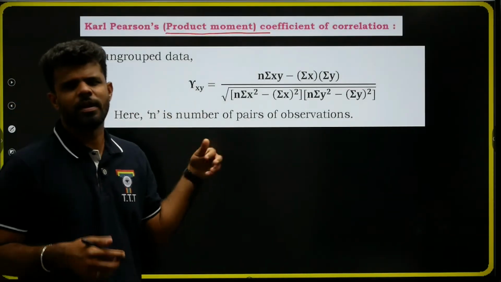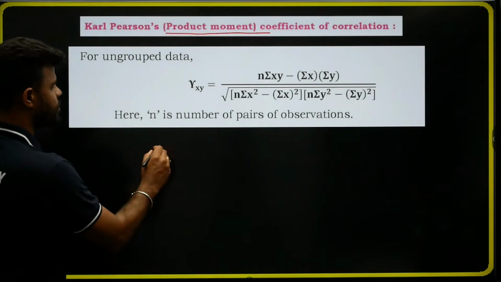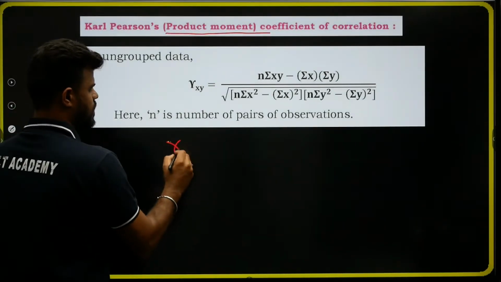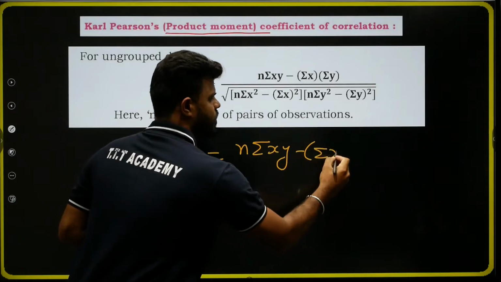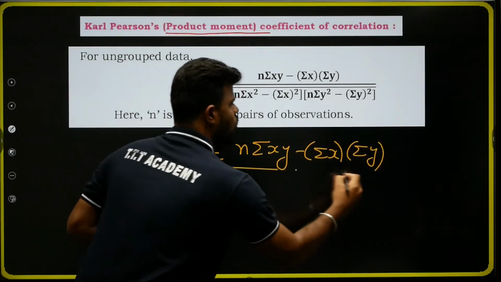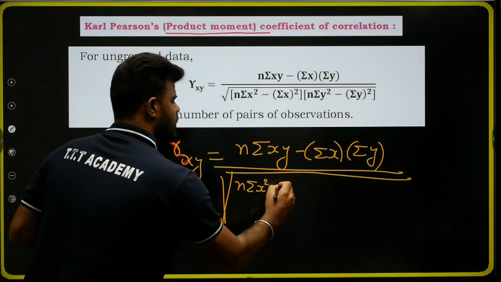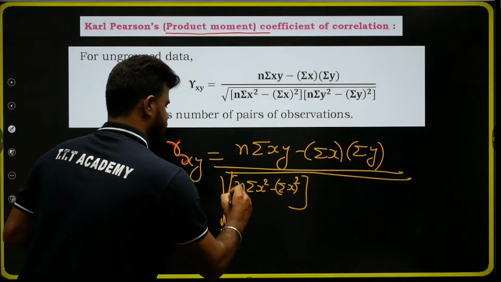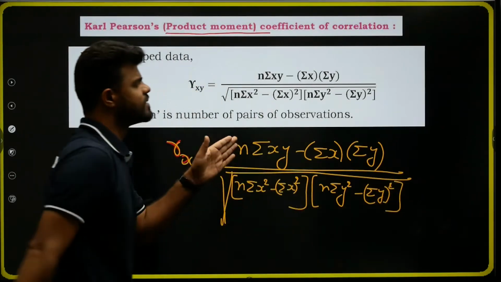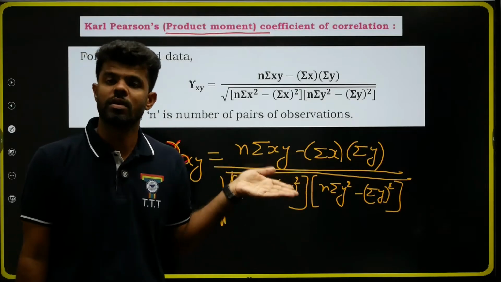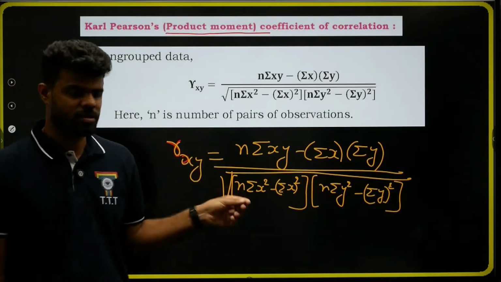The formula is rxy, which you can write as r or sometimes gamma. rxy is equal to small n summation xy. Let me write here. rxy is equal to n summation xy minus summation x into summation y, whole divided by square root of n summation x square minus summation x whole square, that is called the x term. Similarly, n summation y square minus summation y whole square. So this is the formula for calculating Karl Pearson coefficient of correlation for ungrouped data. Is it clear? We will solve the problems based on Karl Pearson coefficient of correlation in the next slide.